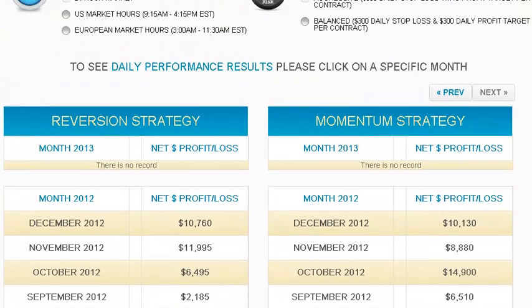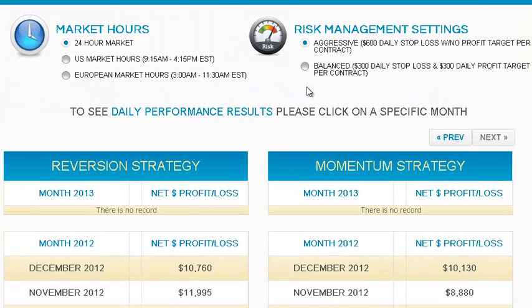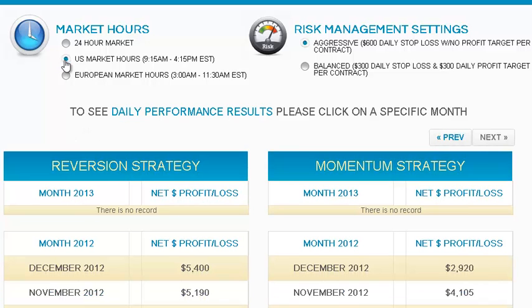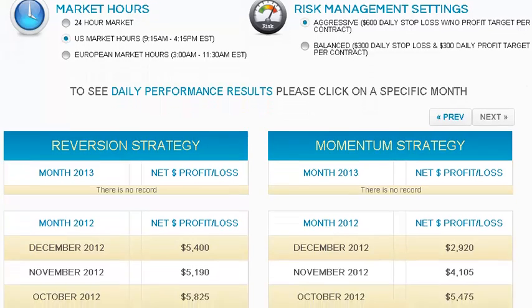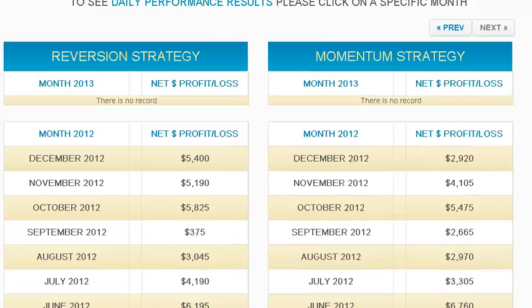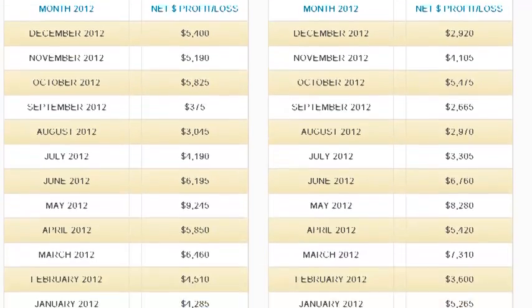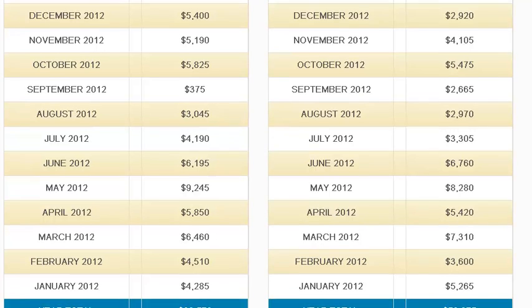But the second setting that we have in the market hours is U.S. market hours. And these are the results of the strategy being applied during U.S. cash market hours, namely 9 o'clock in the morning till 4 o'clock in the afternoon, Eastern time. These are the results if you apply the strategy only during the U.S. cash market hours. These are the results that the strategy is generating.